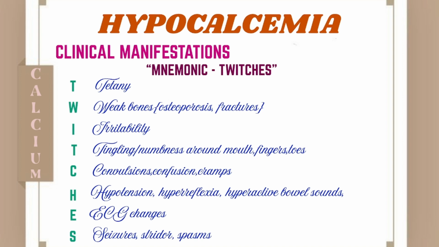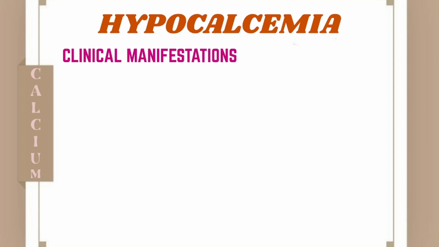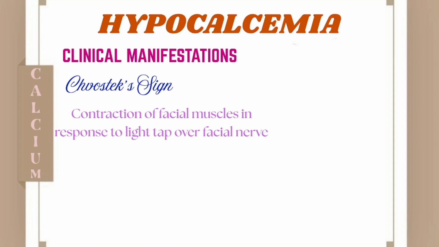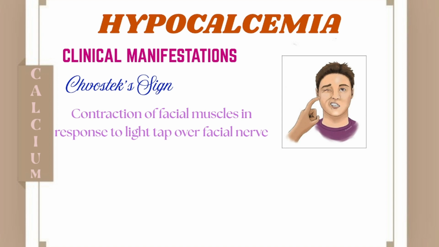Now, let's discuss the two signs of hypocalcemia. First is Chvostek sign: contraction of facial muscles in response to a light tap over the facial nerve. As you can see in the picture, if we lightly tap over the facial nerve, the facial muscles will contract. This is a positive sign. If this occurs, that means this is a positive sign for hypocalcemia.